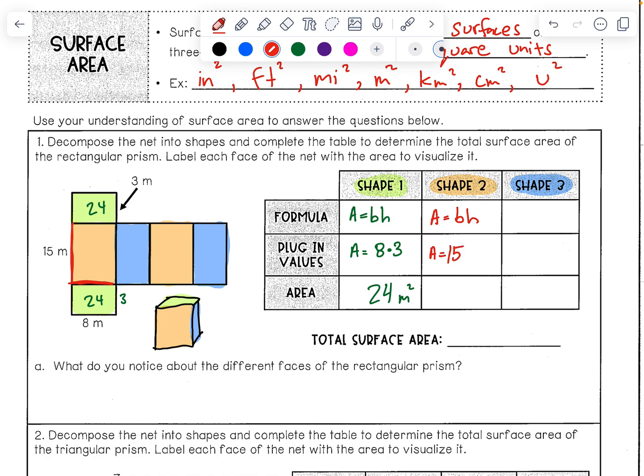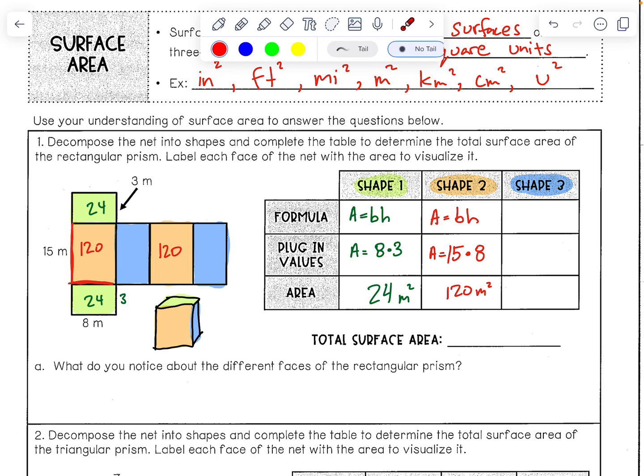15 times 8. And I believe that is 120 square meters. So if that's 120, the other side's also going to be 120. And finally, the blue parts. Let's take a look.